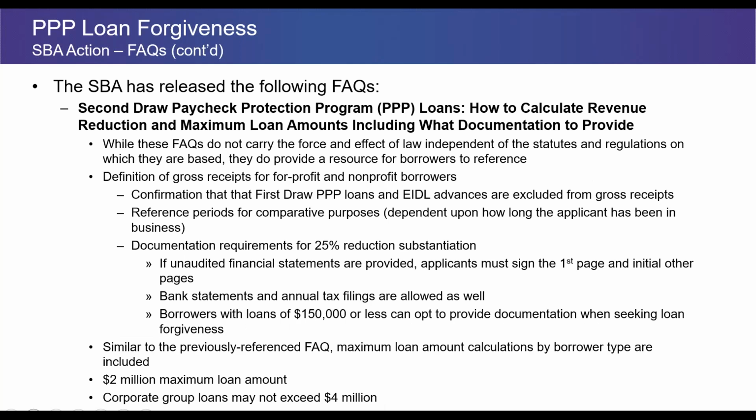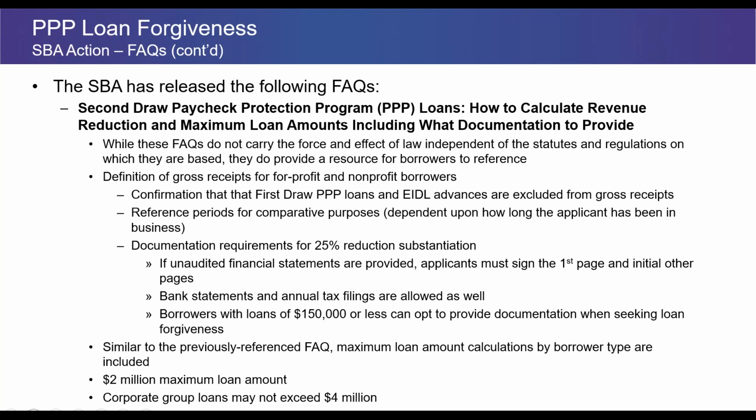In addition, and these are all included in the same PDF, there's a document for second draw loans as well, in terms of how to calculate the revenue reduction, the maximum loan amounts, and the documentation that you need to provide. It basically confirms, and this is a question that we've received, that PPP loans and EIDL advances are excluded from gross receipts. It also provides the reference period for comparative purposes in calculating that 25% revenue reduction, especially for businesses that may not have been in operation for all of 2019.